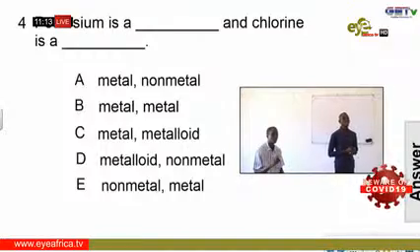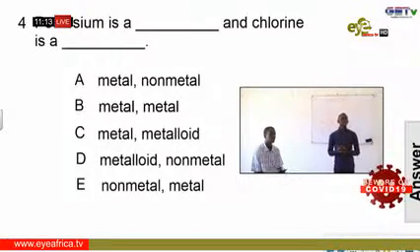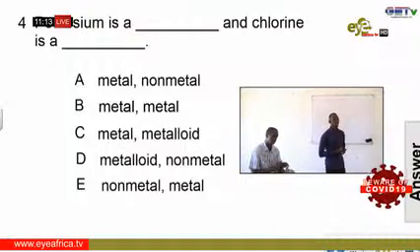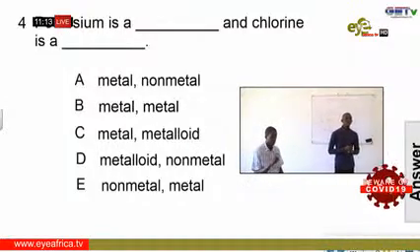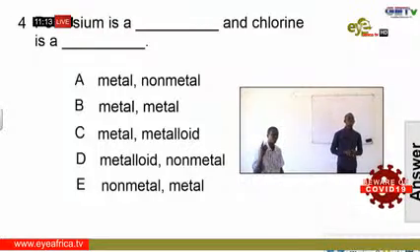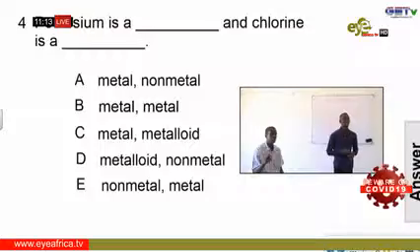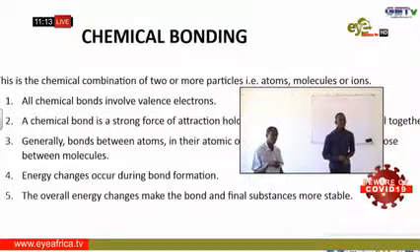Now in this case we know that potassium is found on the left side of the periodic table, which means potassium is a metal, while chlorine is found on the far right of the periodic table, which means it is a non-metal. And in this case our correct option is letter A.